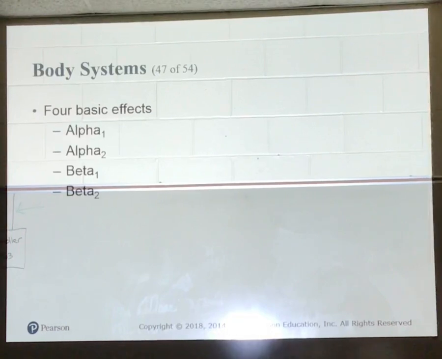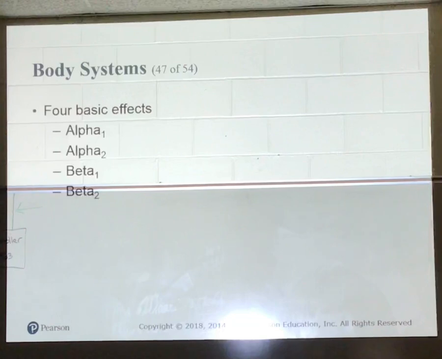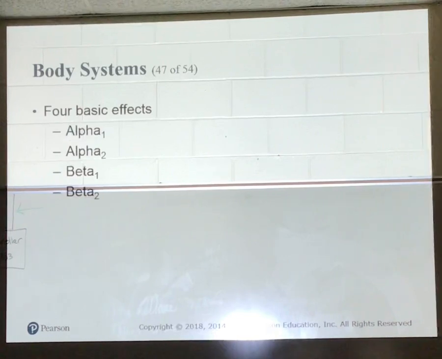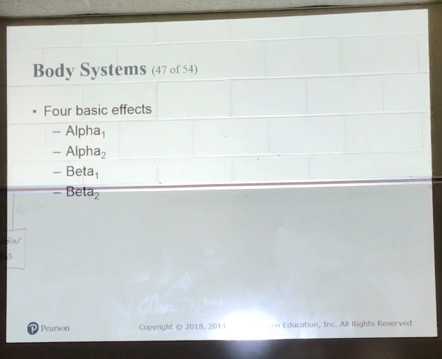Alright, alpha-1 causes vasoconstriction, which makes skin cool and pale. It increases sweat production, which makes skin cool and clammy. Alpha-2 regulates the alpha-1 effect. Beta-1 increases heart rate, contractility, and speed of cardiac electrical conduction. Beta-2 is smooth muscle relaxation. It dilates the bronchioles and the blood vessels.